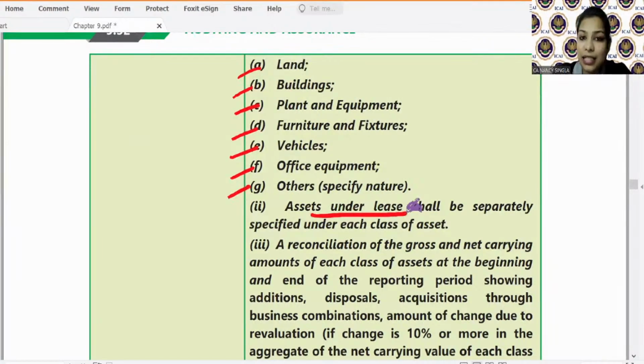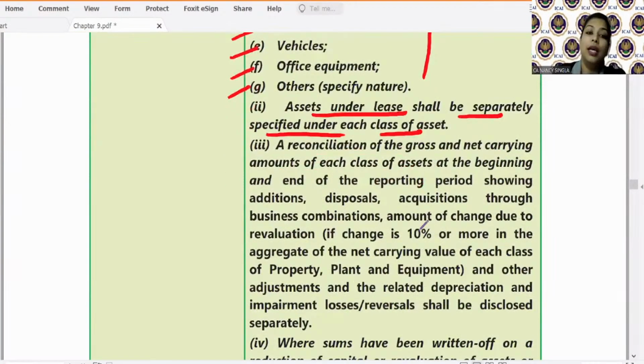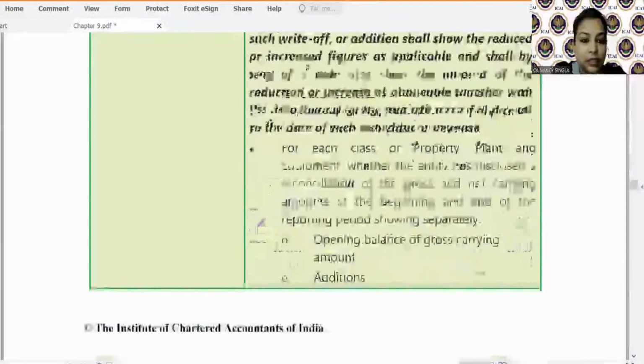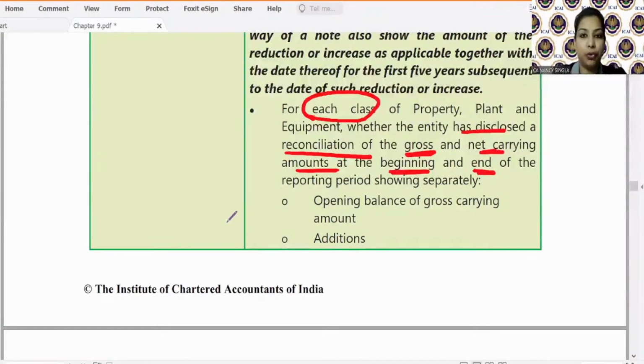If any asset is under lease, obviously it will not come here now. Then it shall be separately specified under each class of the asset because it is under what? Lease. ठीक है? Right? Now, first of all, have a look at this point. With respect to each class of PPE, be it land, building, or plant and machinery, the company has to disclose the reconciliation of gross and net carrying amounts at the beginning and at the end of the reporting period.